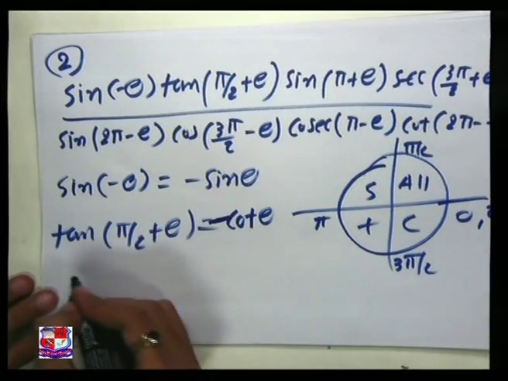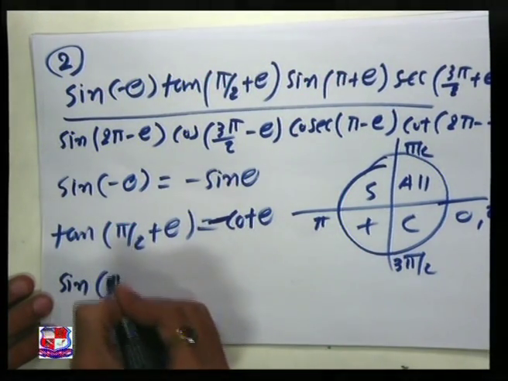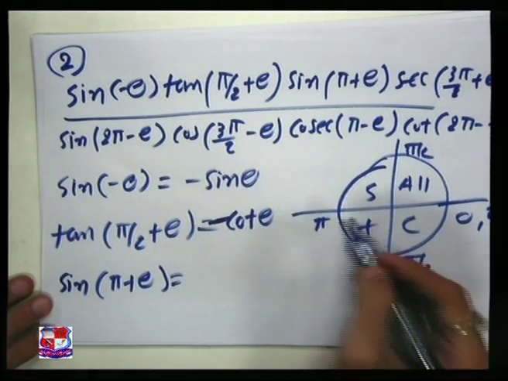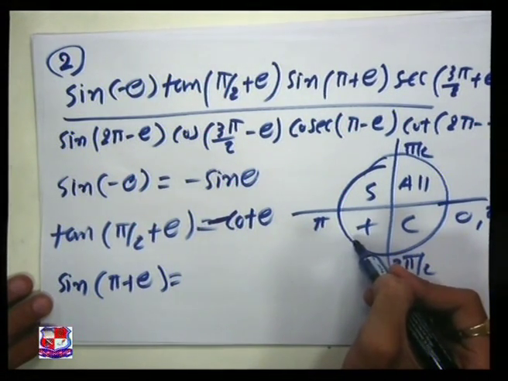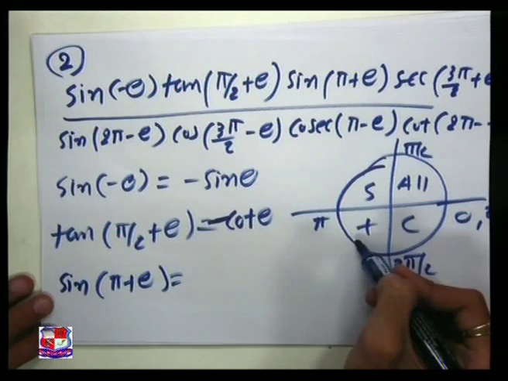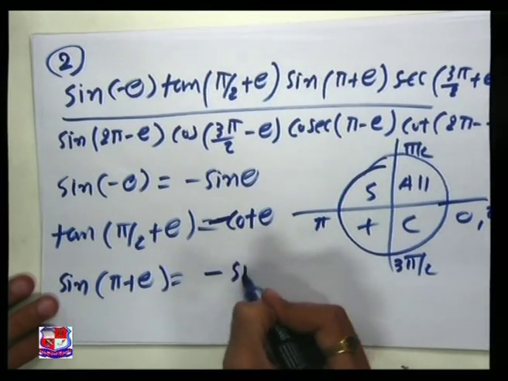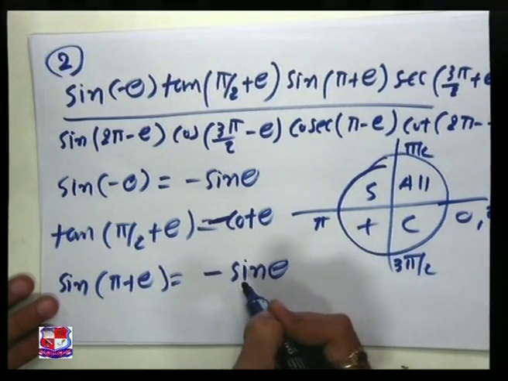For the sine pi plus theta, pi plus is in the third quadrant. In the third quadrant sine is negative, so our answer will be minus sine theta. Here the function will not be changed.